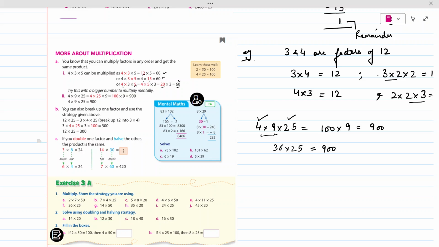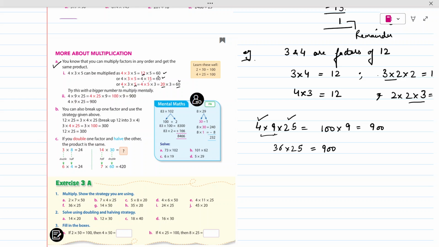Next, this is one way that we can write the factors in any order and the multiplication of them will give us the same product. Second is, you can also break up one factor and use the strategy given above.